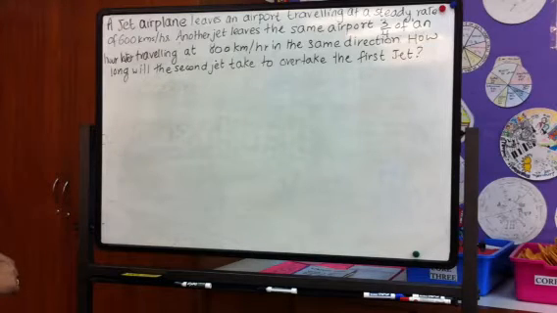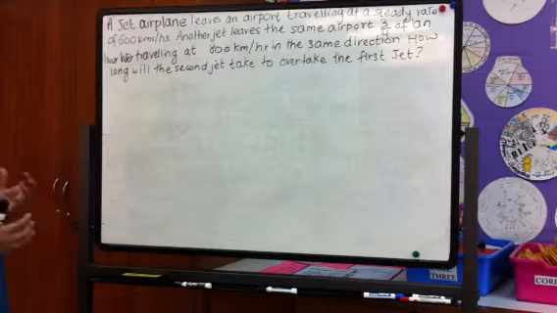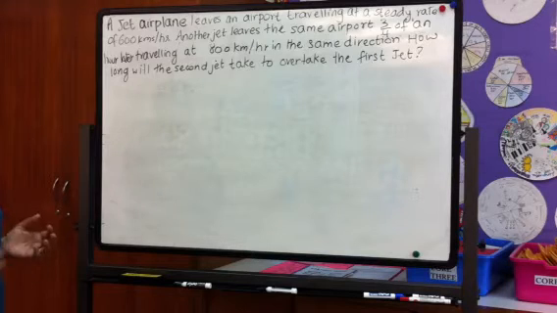The question is asking when and how long it will take the second jet to overtake the first jet. Let's understand why it is possible. It is possible because it's traveling faster than the first jet, though it has left later than the first jet. It's able to catch up and then overtake because it is going faster.